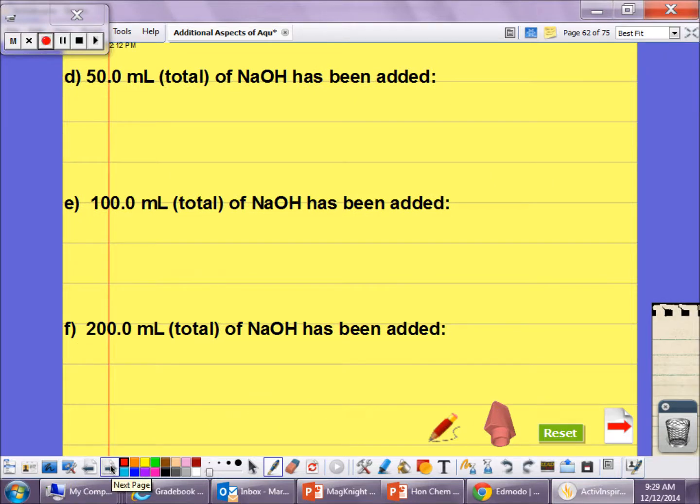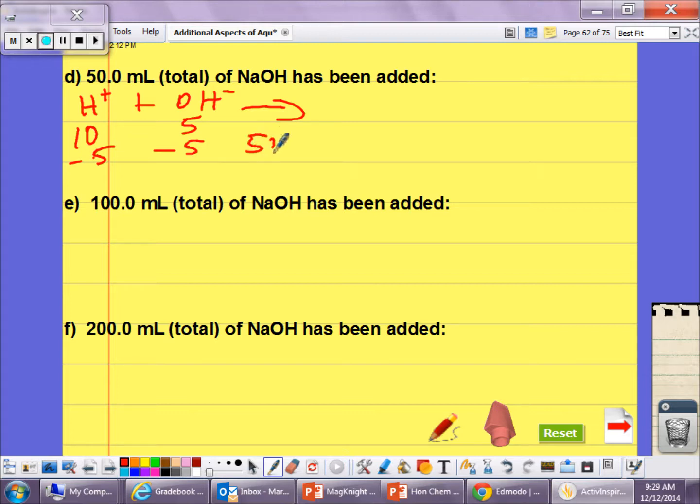Okay, 50 ml of NaOH. Can we deal with this without the table? I say without, and I'm doing it anyway. This is H plus. How many millimoles? 10. It does not change. This is my OH minus. It is 50 times 0.1, which gives me 5. So this is minus 5.